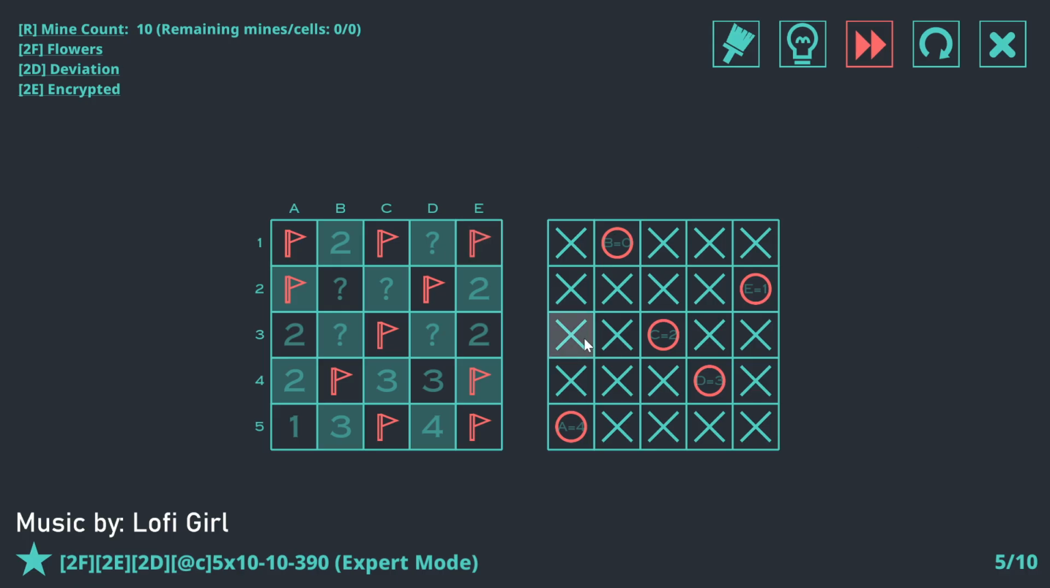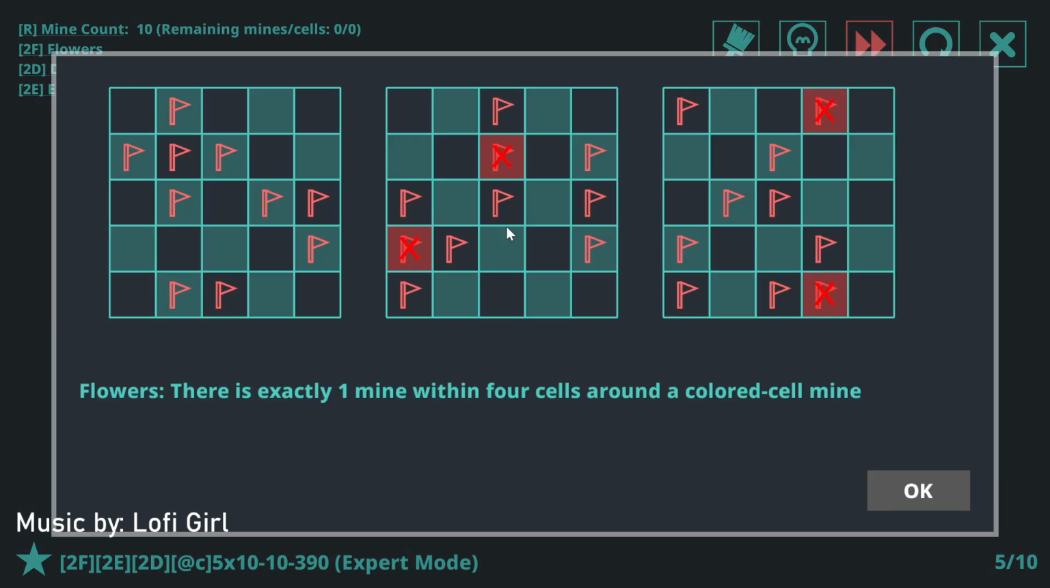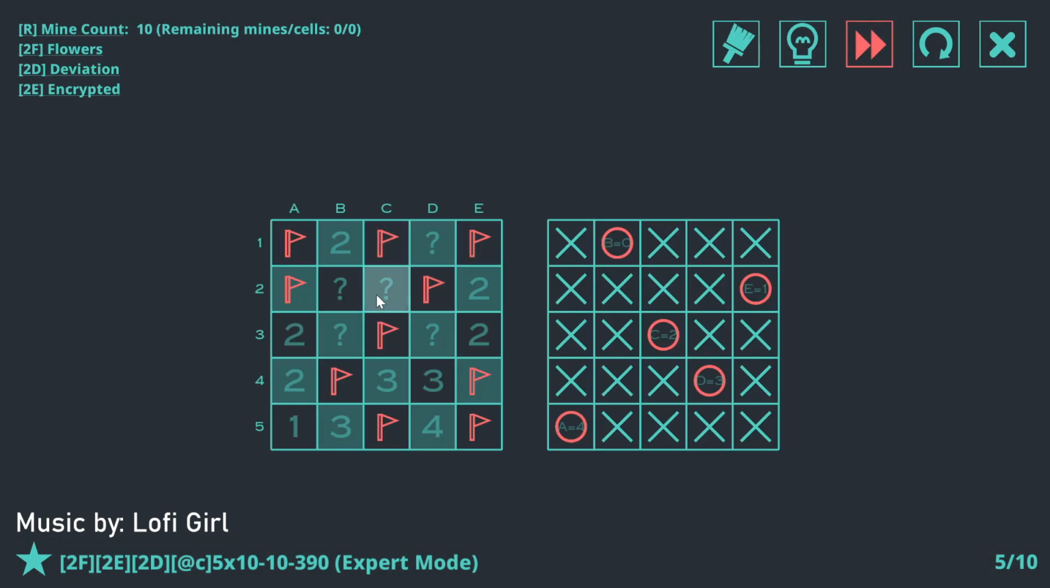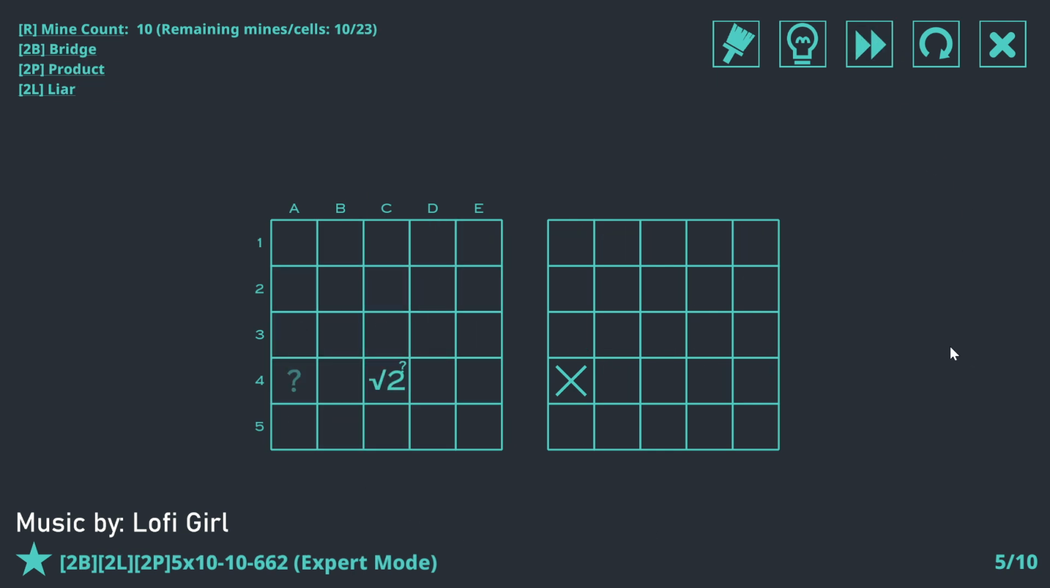Ta-da! And I've said this before, but you'll notice in flowers you get a lot of checkerboard patterns. You get a lot of mines in non-colored cells, because non-colored cells have 0 restriction, so it's a lot easier to just stuff mines in there instead. So instead of having flower patterns, you have a lot more diagonal connected patterns. Alright, let's keep going. Oh, bridge. Oh, product. Alright, BPL.